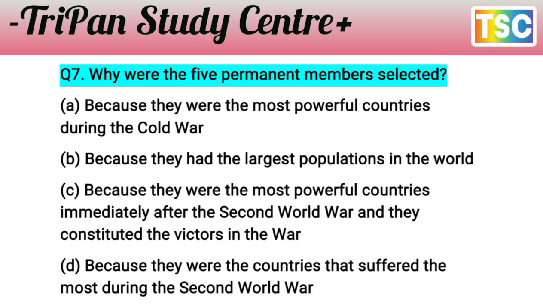The next question is on your screen, and this question is the most important here. The question: why were the 5 permanent members selected here? A, because they were the most powerful countries during the Cold War.